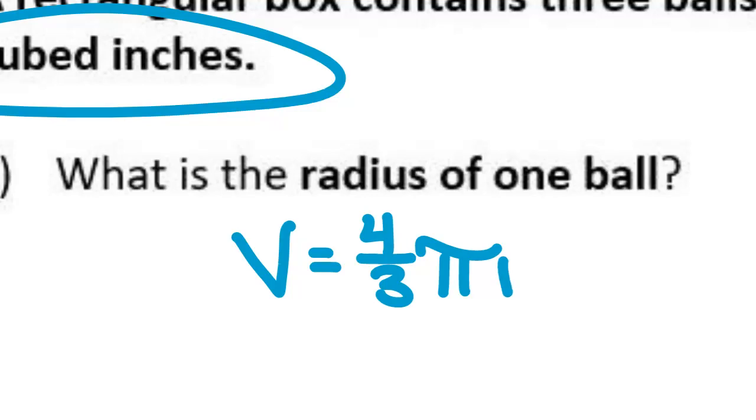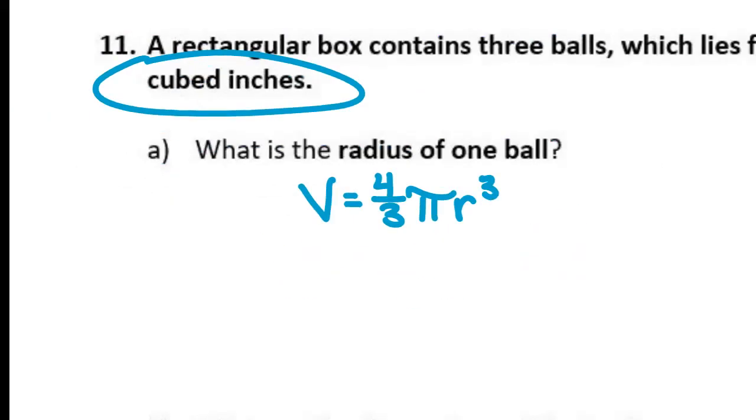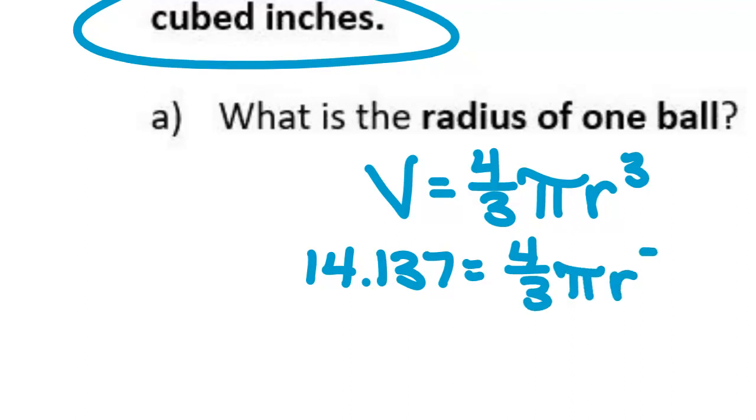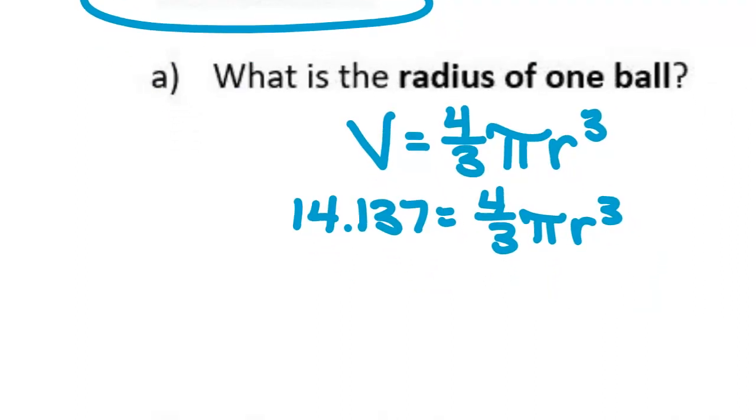What is my volume formula for a sphere? 4/3 pi r cubed, yes. All right, so let's take our volume, 14.137. 14.137 is equal to 4/3 pi r cubed. All right, we're going to work this backwards. We're going to get r all by itself.